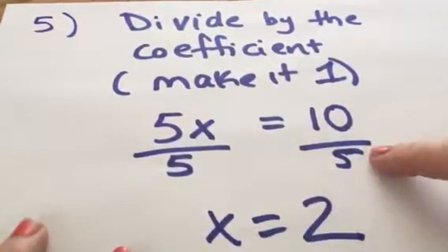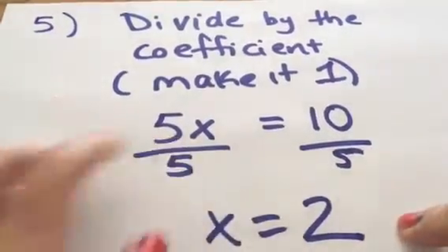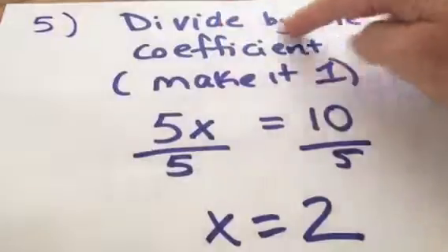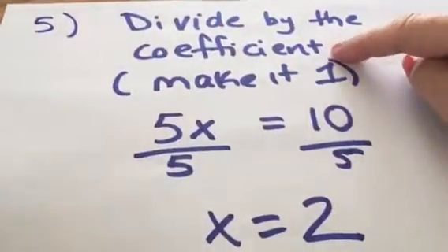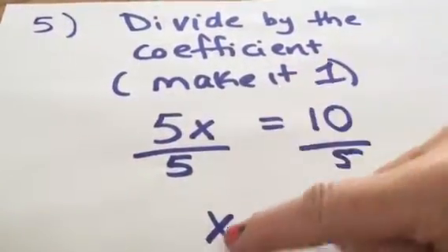And then on the other side, we have to do the same thing. 10 divided by 5 is 2. And you can see that works. So that last step, we divided by the coefficient, the 5, to make the coefficient 1.